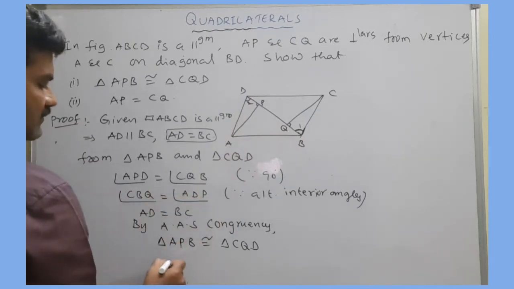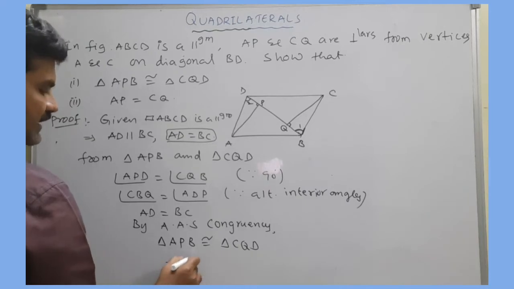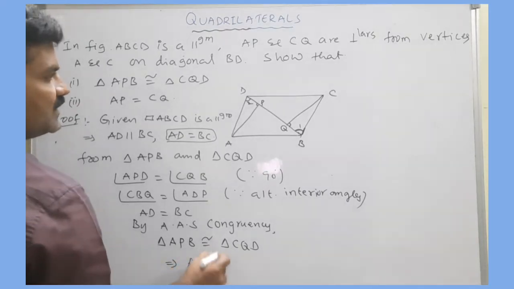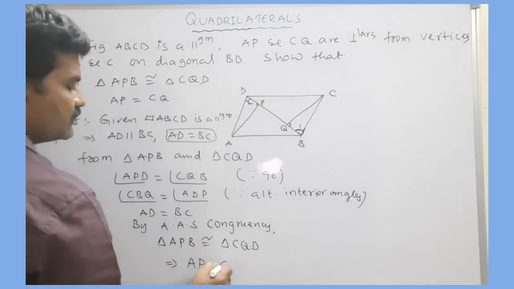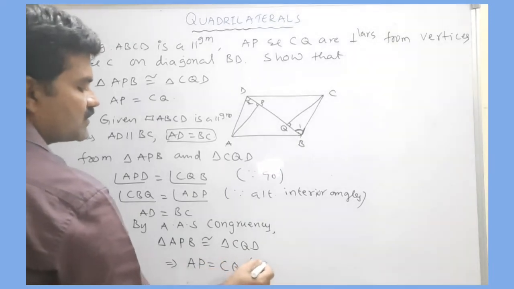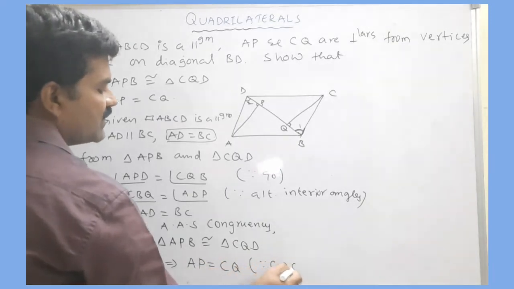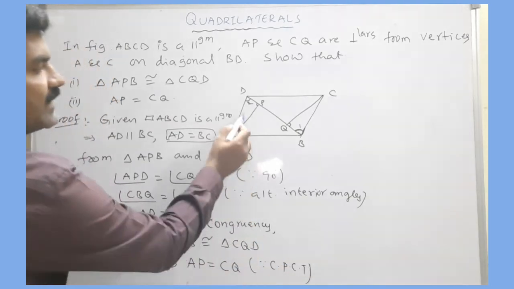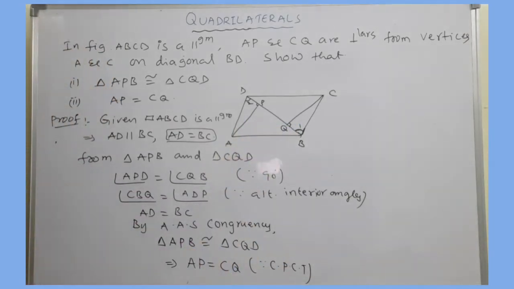Now these two triangles are congruent to each other. Hence, we can declare that AP is equal to CQ. Why? Because these are the corresponding parts of congruent triangles.